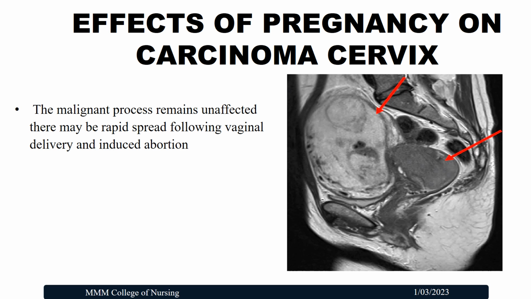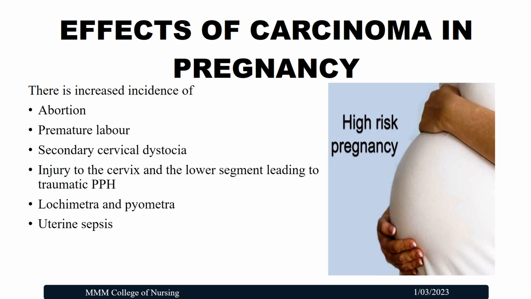Effect of pregnancy on carcinoma cervix. The malignant process remains unaffected. There may be a rapid spread following the normal vaginal delivery or during an induced abortion. And effect of carcinoma in pregnancy. There is increased risk or incidence of abortion, premature labor, secondary cervical dystocia, injury to the cervix and lower segment leading to traumatic postpartum hemorrhage, lochiometra and pyometra, and uterine sepsis. This may occur in the pregnancy due to the carcinoma.